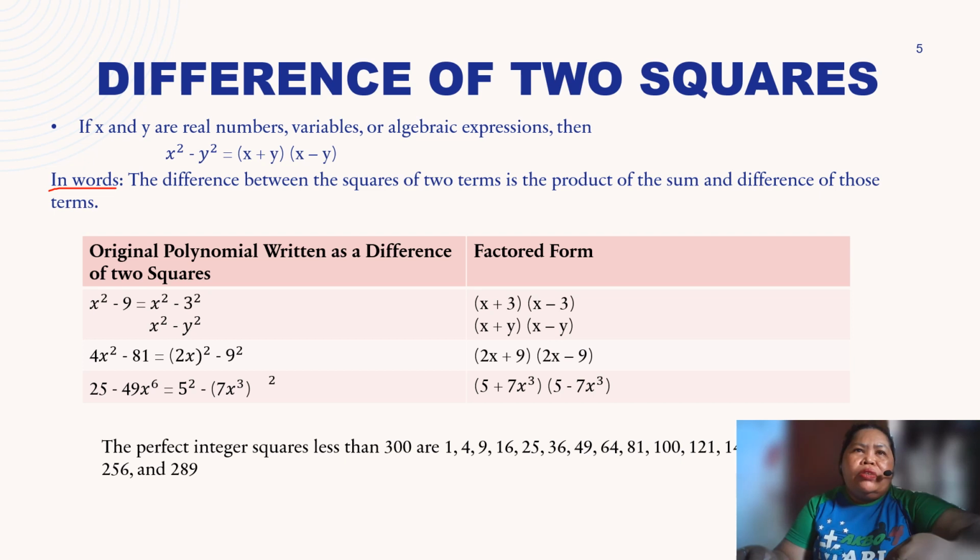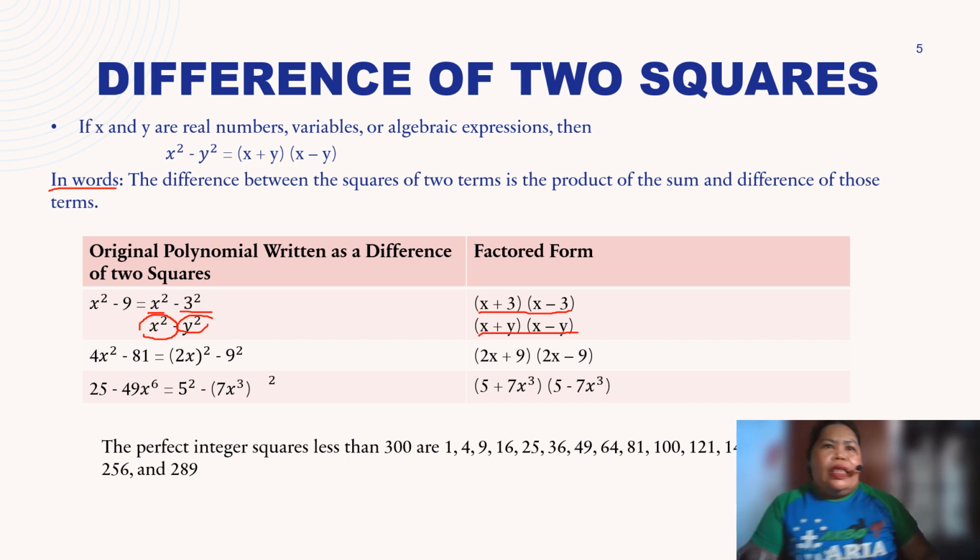We have the original polynomial written as a difference of two squares. So we have here x squared minus 9, so the factors are x squared and 3 squared, from the pattern x squared and y squared. If we are going to factor that, it becomes x plus 3 and x minus 3, because the factor of x squared is x and of 9 is 3, and we need to have a negative and a positive. So we got the correct answer.